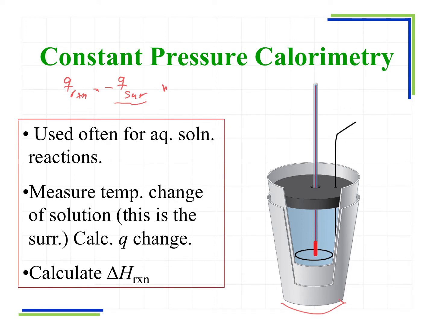If we have the mass of the solution and the C of the solution, we can measure the change in temperature with the thermometer here. So we can track the change of the temperature, and then we can easily find the Q of the surrounding, and that would be equal, with a negative sign, to the Q of the reaction. And it's in constant pressure, so the Q in constant pressure equals the delta H of the reaction.